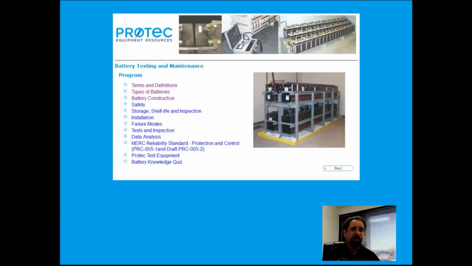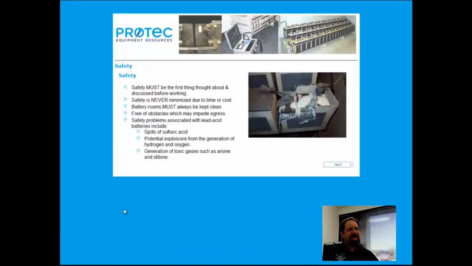Next, we're going to go in and discuss a little bit of safety. Now, when dealing with safety, safety must be the first thing thought about and discussed before working on battery systems. Safety is never minimized due to time or cost. Battery rooms must always be kept clean, free of obstacles which may impede ingress. Safety problems associated with lead-acid batteries include spills of sulfuric acid, potential explosions from the generation of hydrogen and oxygen, generation of toxic gases such as arsine and stibine.